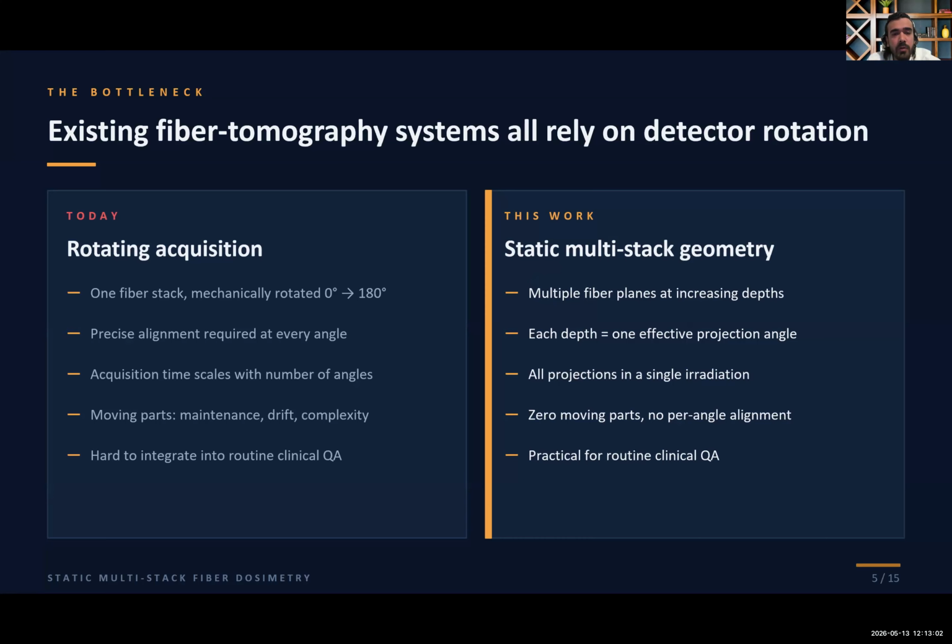What we are proposing is a static multi-stack geometry which doesn't need any rotation. The idea for the rotating stacks was that you have one stack of scintillating fibers and rotate it to different angles to acquire data from those angles, and you use that data to reconstruct a 2D dose map. The idea we are working on right now is that we don't have to rotate it. With just one beam of the linac, we can reconstruct a 2D dose.